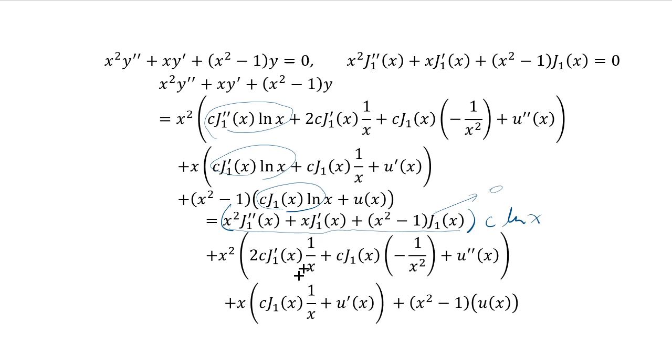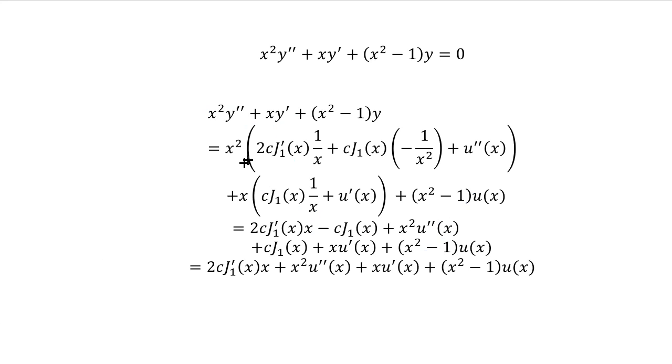With that out of the way, now we have to simplify this. So let's see what this can be simplified to. Okay, so what we want to do is multiply the x squareds and write it like this. Multiply the x's, write it like this, and then x squared minus 1 times u(x) will be this. Now, if you look at this term and this term, they're exactly the same with opposite signs, so I can cancel them.